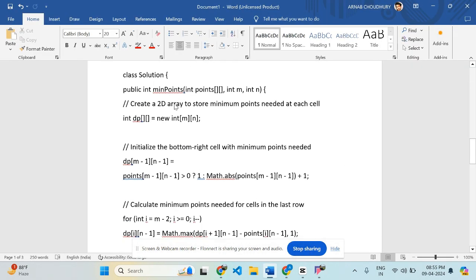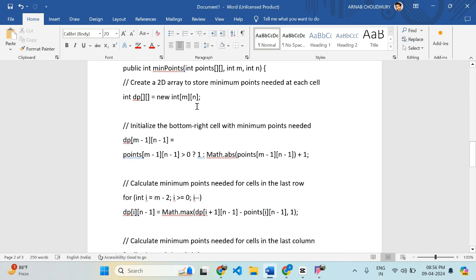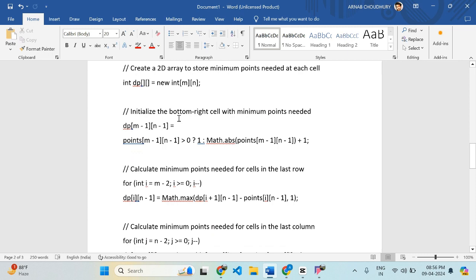The first step in the code explanation is that we are creating a min difference point function which has two parameters, an array and the size m comma n. M comma n is basically denoting the particular size of the matrix. Then the 2D array has been initialized with the size of the matrix. Now we have to initialize the bottom right cell with the minimum points needed.